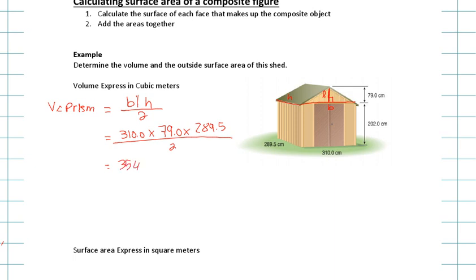And the unit is centimeter cubed. The second shape is the rectangular prism, which is the bottom. If I look at the rectangular prism, the volume is length times width times height.